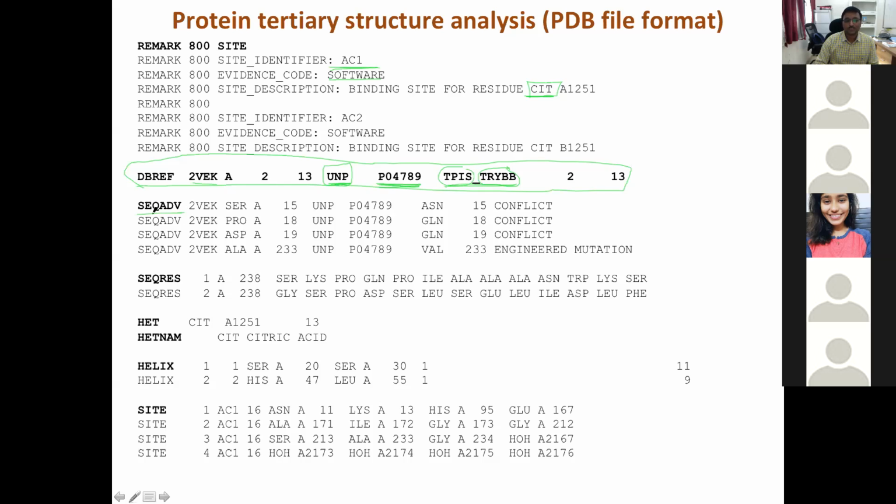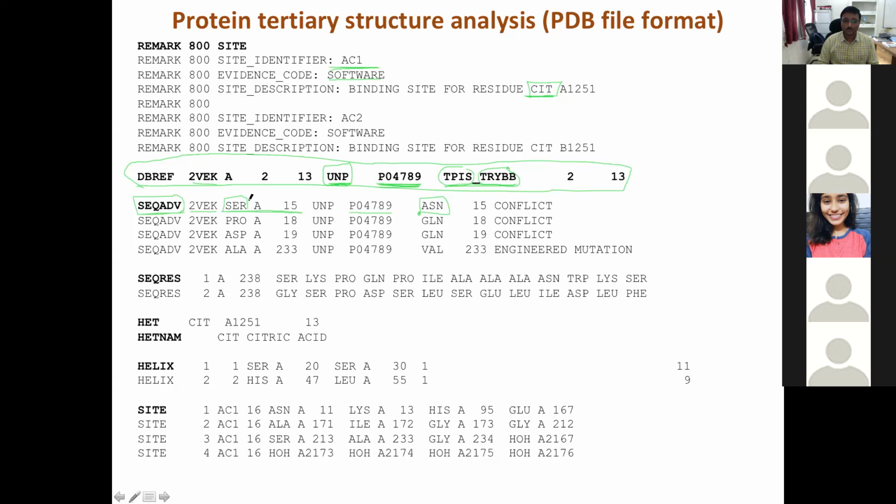Then there is something known as the SEQADV record, and this is the conflict between the sequence for which you think you are solving the structure and what you see in the electron densities. This is just to show you an instance. For 2VEK, the position 15 is known as serine. However, the amino acid observed at this position is asparagine. Now you say, how is it possible that I end up having asparagine in my sequence, but I have serine in my structure?